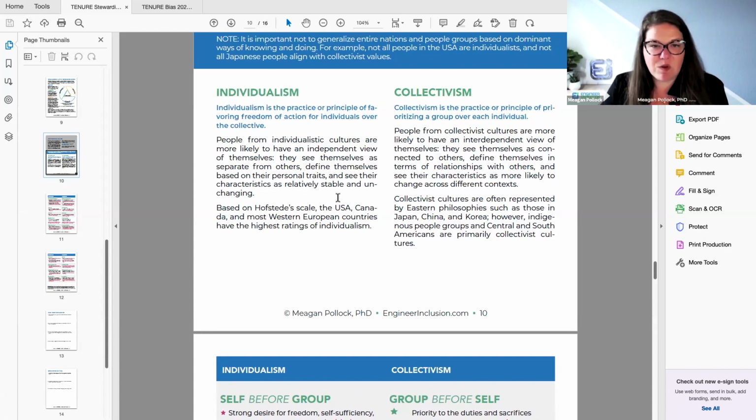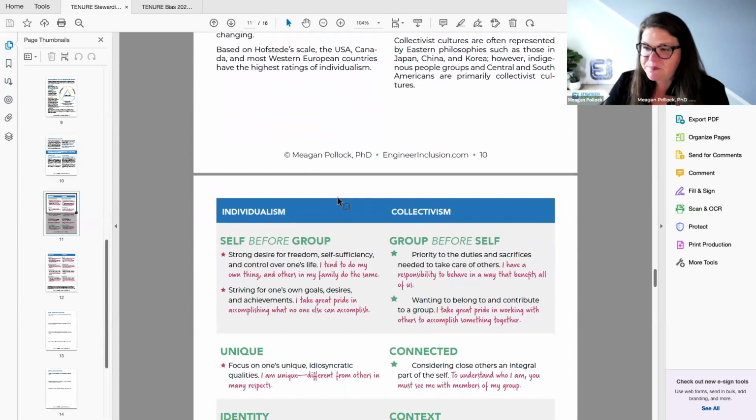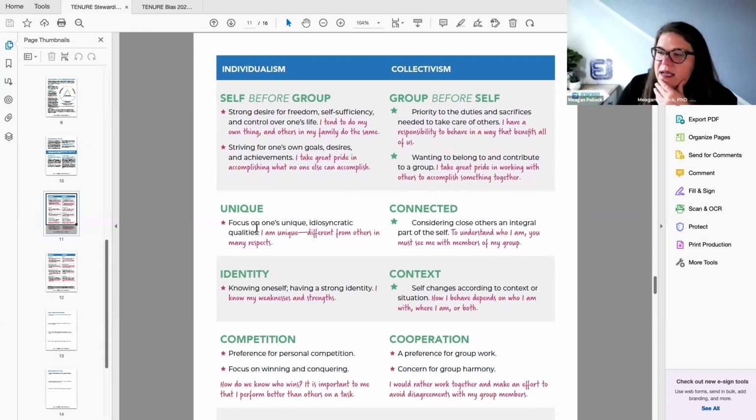We're saying that if we want to create inclusive environments, we have to acknowledge the differences, bring in multiple ways of knowing and doing, and make sure we're not prioritizing and overvaluing one particular way of knowing and doing. And so you can look at these a little bit more.